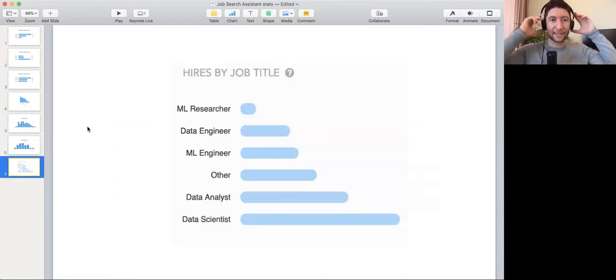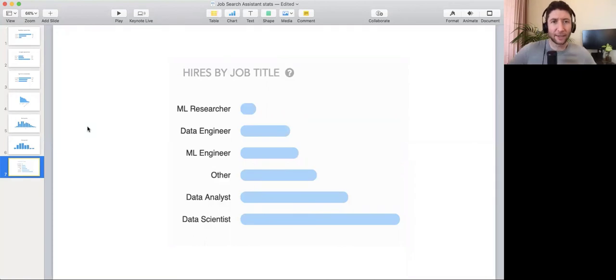Cool. All right. The last plot I've got here is hires by job title. I include this to give a sense of where the bias is in our data set. It is not the case that SharpestMinds represents a perfectly balanced distribution across machine learning researchers, ML engineers, data analysts, and so on. This just shows you where our biases are. The vast majority of our mentees are either data scientists or aiming to become data scientists or data analysts. ML researchers are minor, maybe 3% of our total.